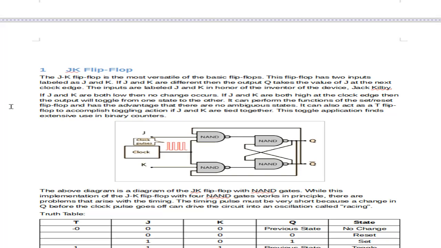If J and K are both low, then no changes occur. If J and K are both high at the clock edge, then the output will toggle from one state to another. It can perform functions of the set and reset flip-flop and has the advantage that there are no ambiguous states. It can also act as a T flip-flop to accomplish toggling action if J and K are tied together.